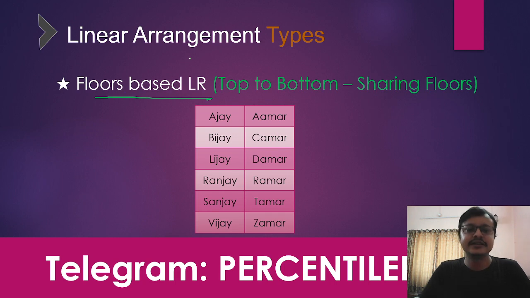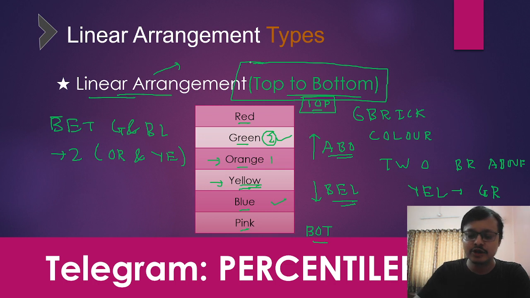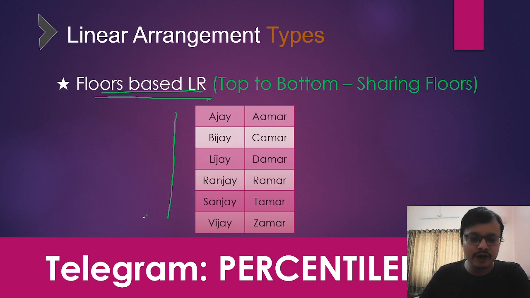The next variety is called floors based LR. Floors based LR is pretty similar to this top to bottom concept. Why? Because here you have the concept of what is called, let's say, ground floor, first floor, second floor, third floor, fourth floor, and fifth floor. So basically, you have the concept of floors involved. Now, when you have the floors involved, again, the fifth floor is what is acting as your topmost floor, and your bottommost floor is effectively your ground floor.